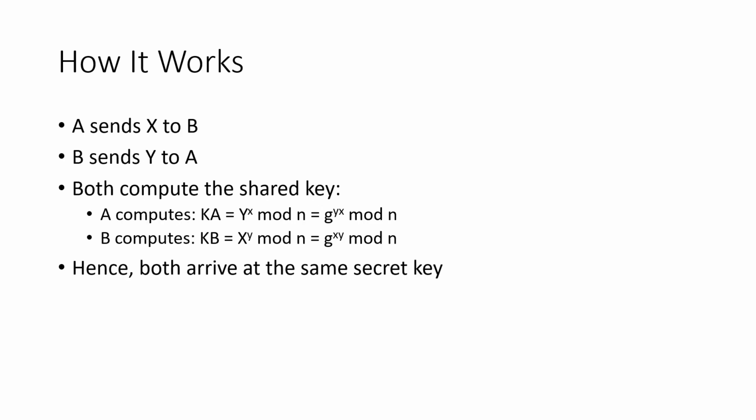Now comes the exchange part. Alice sends her computed value X to Bob and Bob sends his value Y to Alice. Note, they are not sending their private keys x and y. These are just the computed results.